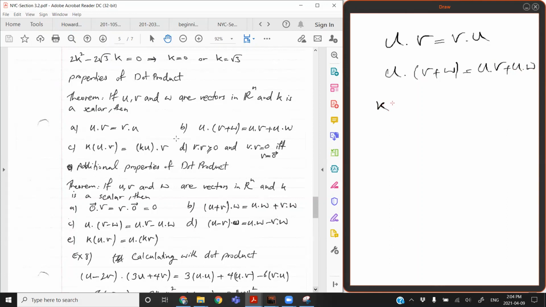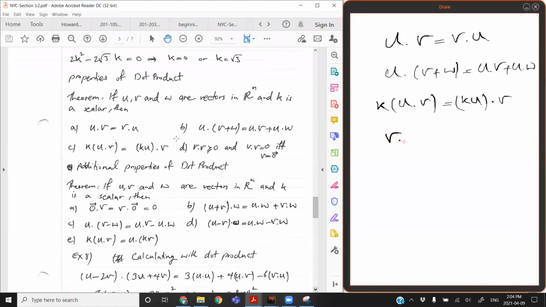K times (u dot v): u dot v is a real number, so k times a real number is going to be a real number. It's the same as (ku) dot v, because you agree that ku would be a vector. So you can multiply a vector and another vector using dot product. It doesn't matter whether you do the dot product first and then multiply by k, or you multiply k by u, for example, and then do the dot product. It's going to give you the same answer.